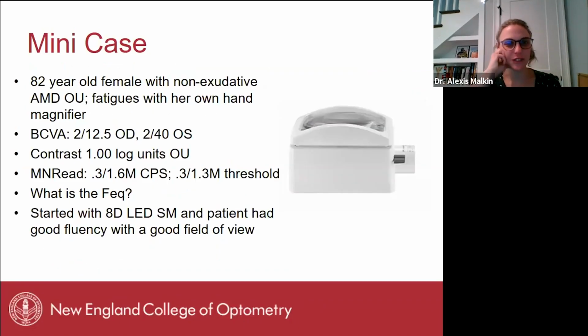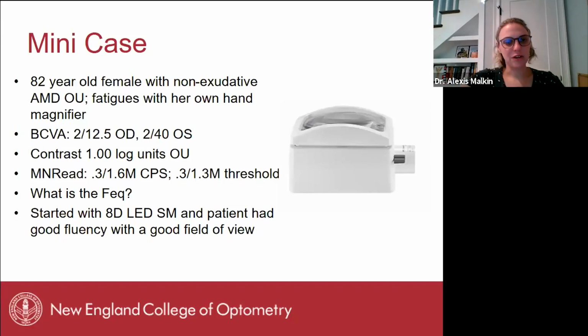And here is an 82-year-old with dry macular degeneration. She has a hand magnifier and she fatigues using it. She doesn't like having to hold a device all the time. She's 21/25 and 2400. She has severely reduced contrast at 1.0 log units.